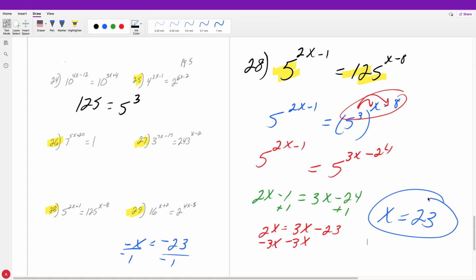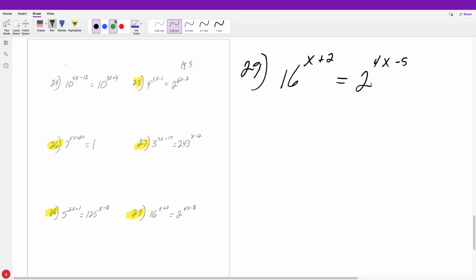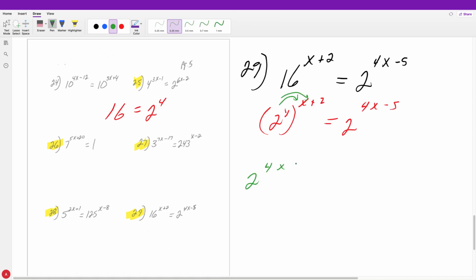All right, so then we're down to our last question. Same thing. We have unlike bases, so 16 we can rewrite as 2 to the 4th power. So then we can rewrite this as 2 to the fourth raised to the x plus 2 is equal to 2 to the 4x minus 5. Well, power to a power we multiply, so I get 2 to the 4x plus 8 is equal to 2 to the 4x minus 5.